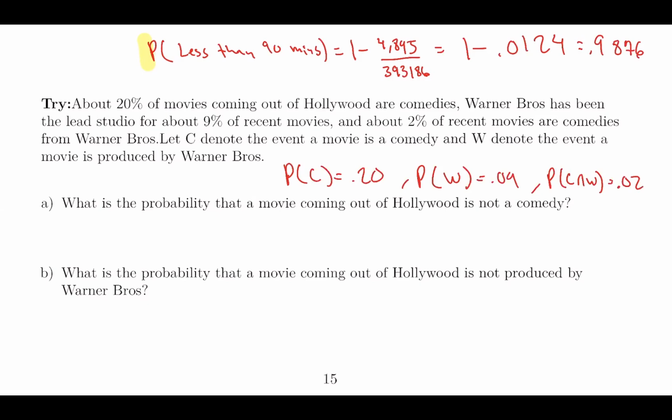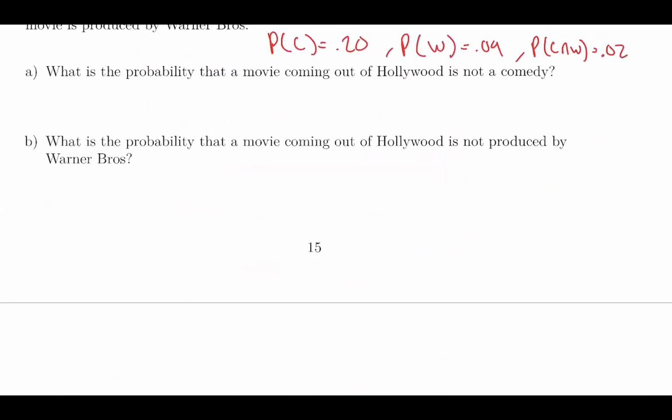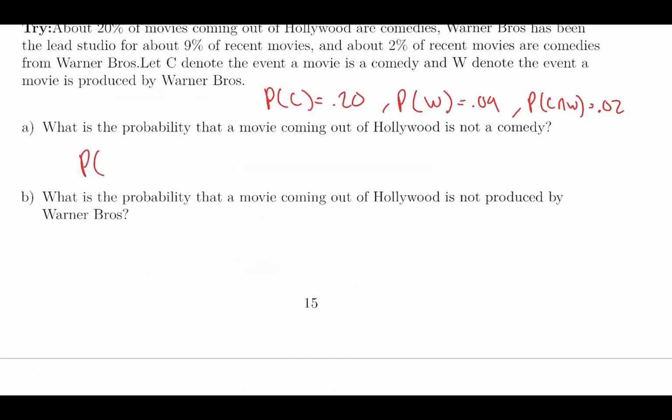So if you look at part A, it says, what is the probability that a movie coming out of Hollywood is not comedy? So we want it to be not comedy. Oops, sorry about that. So if I want it to be not comedy, which complement are we taking? Are we taking the complement of C or the complement of W?